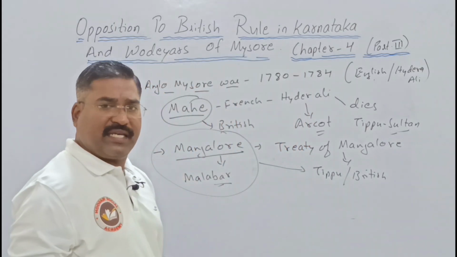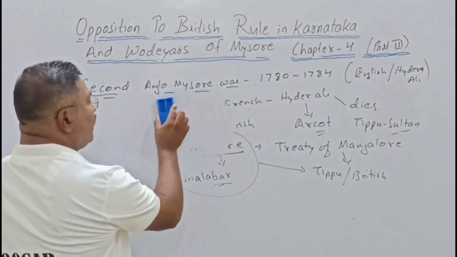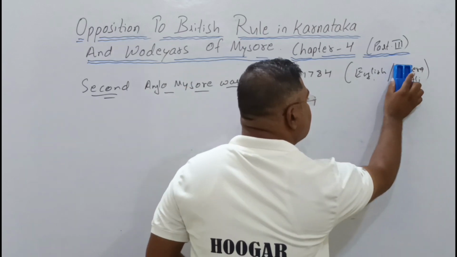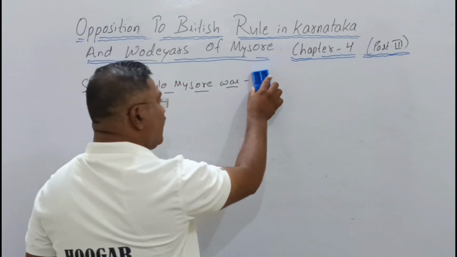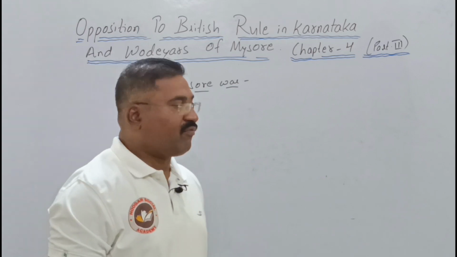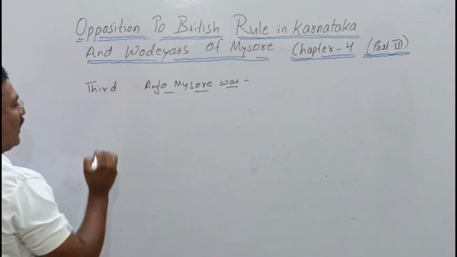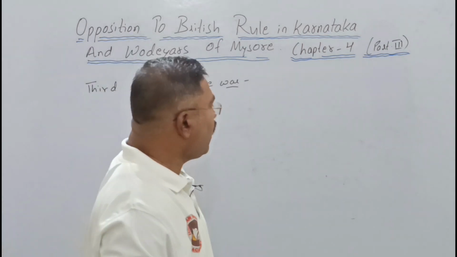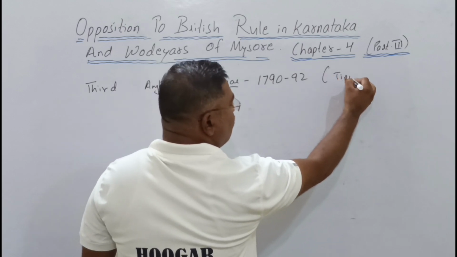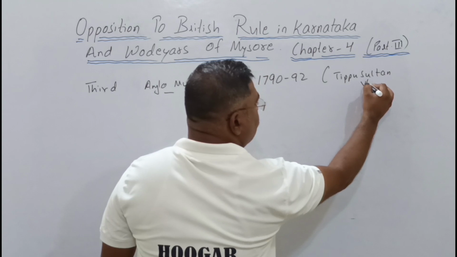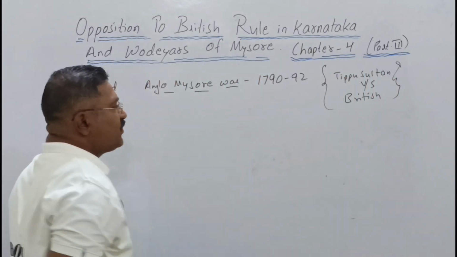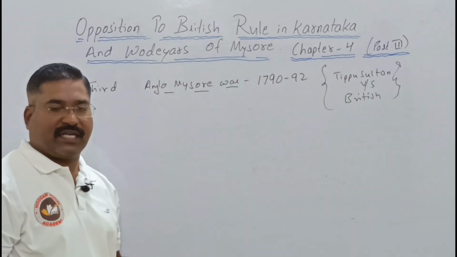But as usual, as I said, the stomach of the British was not yet fulfilled, because they still wanted the whole of Mysore to be in their hands. Keeping this in mind, a fresh attempt was made by the British in the form of the Third Anglo-Mysore War, between Tipu Sultan and the British. The Third Anglo-Mysore War continued until 1792.